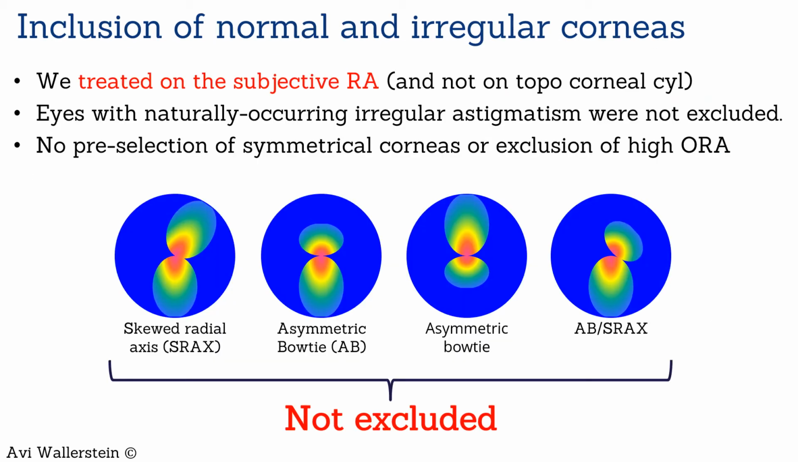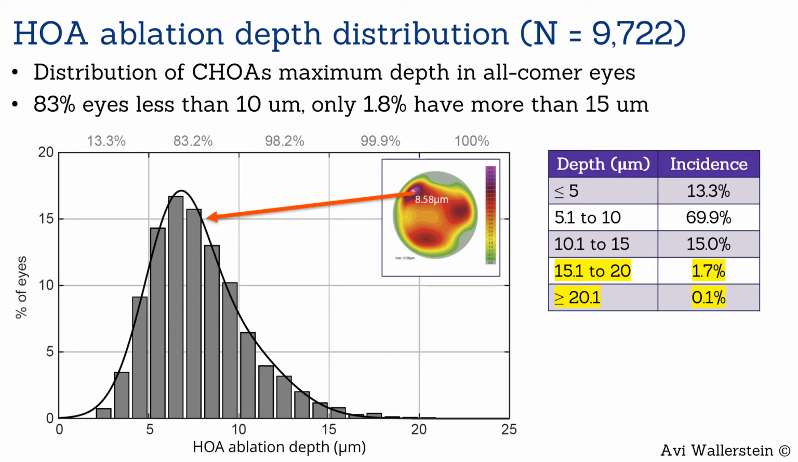We treated all eyes with the subjective RA as the input and not topography corneal astigmatism. Eyes with naturally occurring irregular astigmatism or high amounts of HOAs were not excluded. The distribution of the HOA ablation depth shows how few eyes have high ablation values. 83% were less than 10 microns and only 1.8% are 15 microns or more on a 6.5 millimeter optical zone.